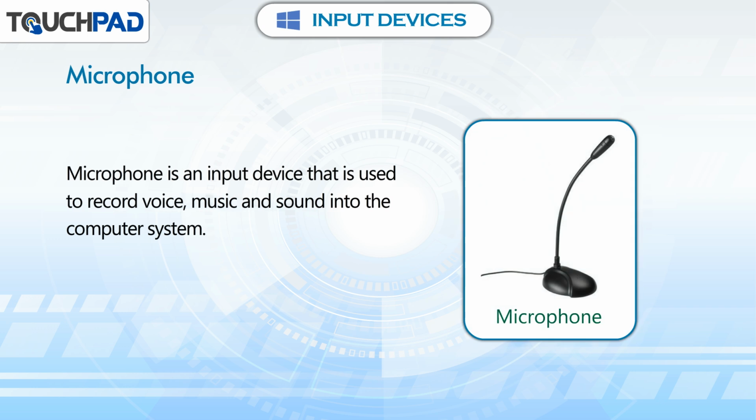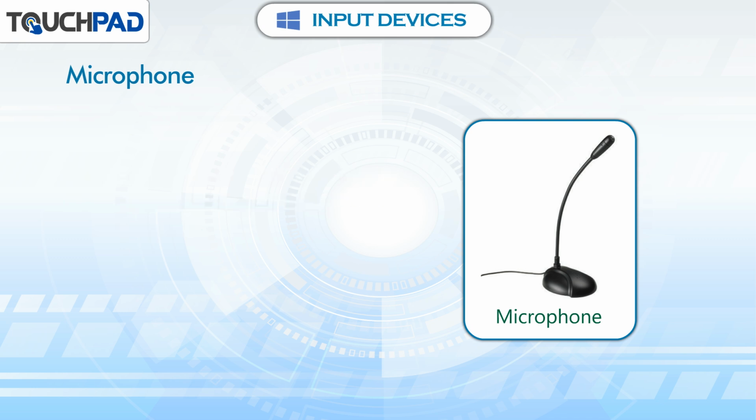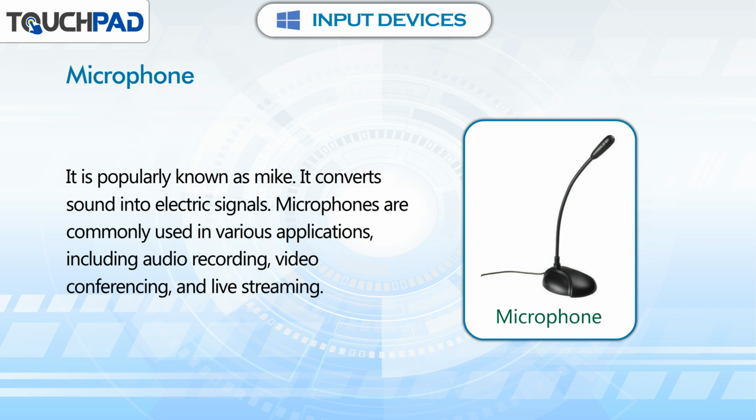Microphone. Microphone is an input device that is used to record voice, music, and sound into the computer system. It is popularly known as mic. It converts sound into electrical signals. Microphones are commonly used in various applications, including audio recording, video conferencing, and live streaming.